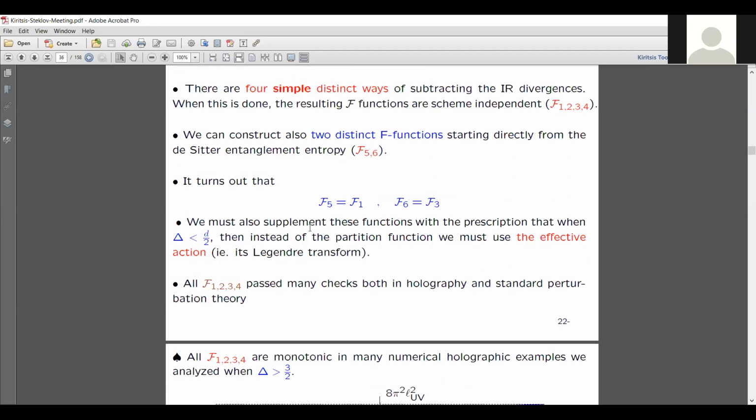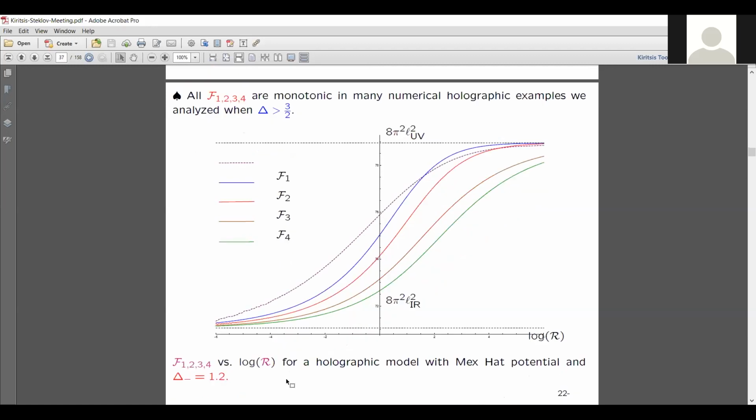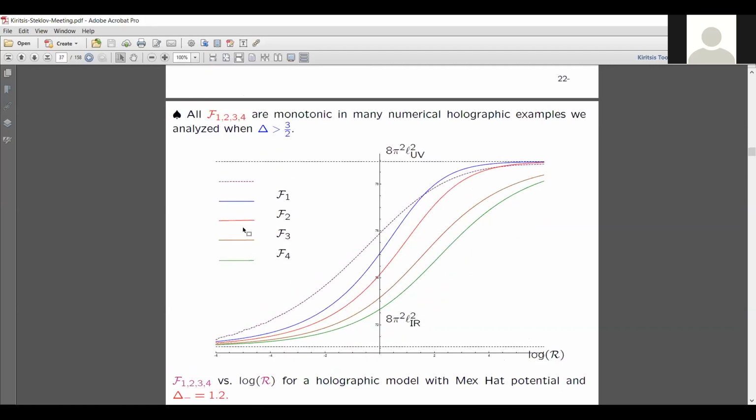Now, these F functions, you must supplement them with one prescription: when the dimension of the perturbing operator is smaller than d over 2, then instead of the partition function, you must use the effective action. That is the Legendre transform of the partition function. And then by using this, we have checked many examples, both holographic and also some quantum field theories that can be computed analytically, that these are monotonic. So here I showed you a plot where I took a generic 4-dimensional bulk theory with Mexican hat potential, perturbing operator of a given value, delta minus 1.2, and I plotted the 4 distinct F functions, which are clearly monotonic between the infrared and the ultraviolet fixed point.